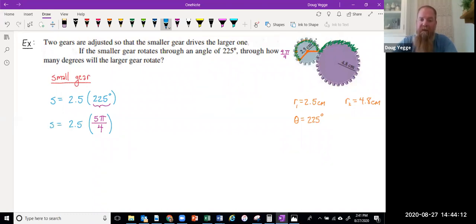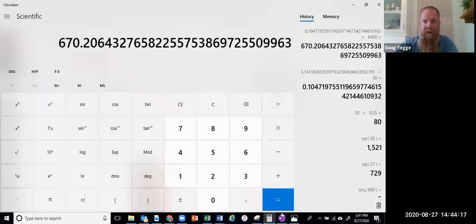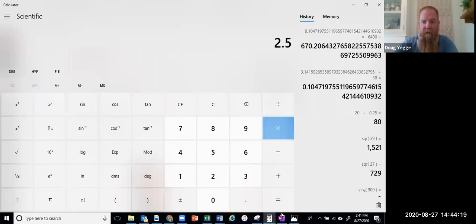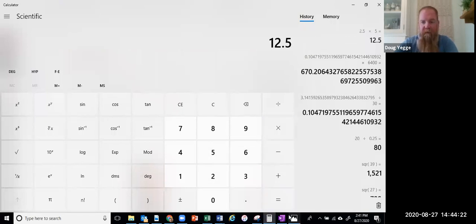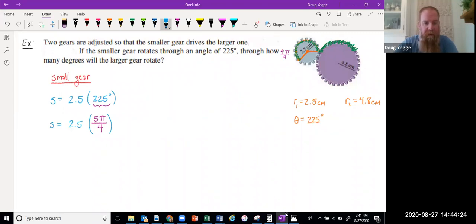And we're going to keep this as is. We're going to try to simplify this a bit if we can. Okay, so first of all, let's find 2.5 times 5. That's 12.5. So this gives me S equals 12.5 pi over 4. And that's the number of centimeters that we've turned. So notice that that's the green amount. That's how much on the small gear we've actually turned.